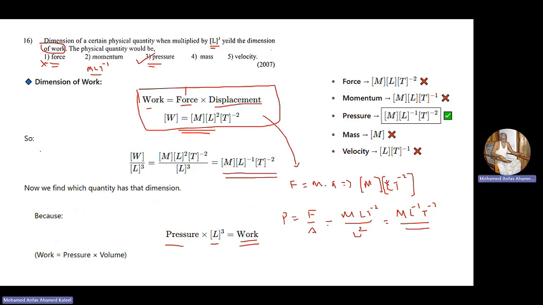So now we can derive a formula. We can remember this formula as a tip. Work is equal to what? Pressure into volume. Another formula. Actually, work is equal to force into displacement. But also we can use the formula pressure into volume. So from this equation also we can derive this equation.